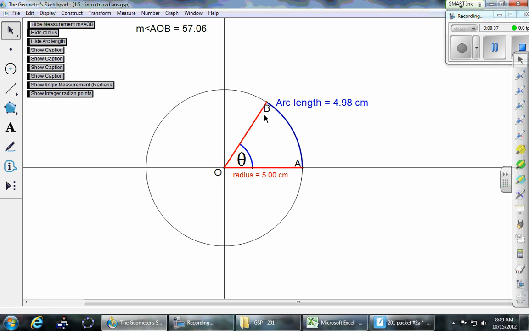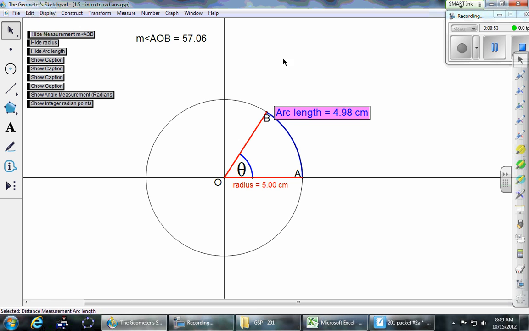Now, if that's 1 radian, what should I try to do to this guy to make an angle that's 2 radians? I want to double it, right? So how much do we want the arc length to be if I want a 2 radian angle? I want it to be 10. So we'll swing this guy around and try to make that about 10. Maybe someplace around there. That bigger angle is 2 radians.